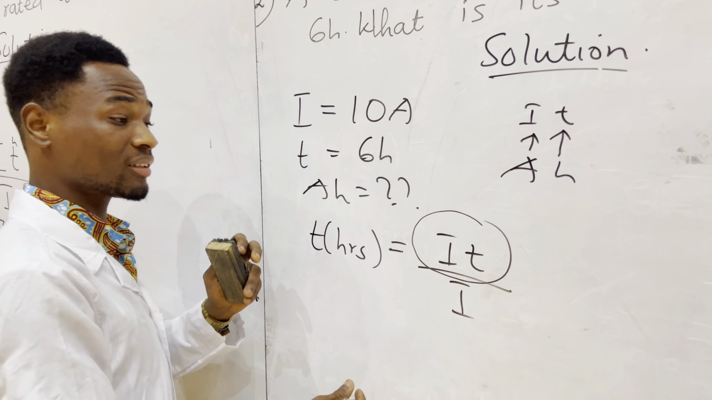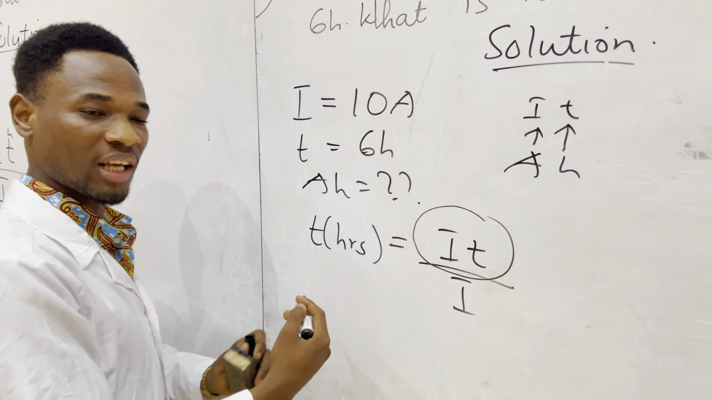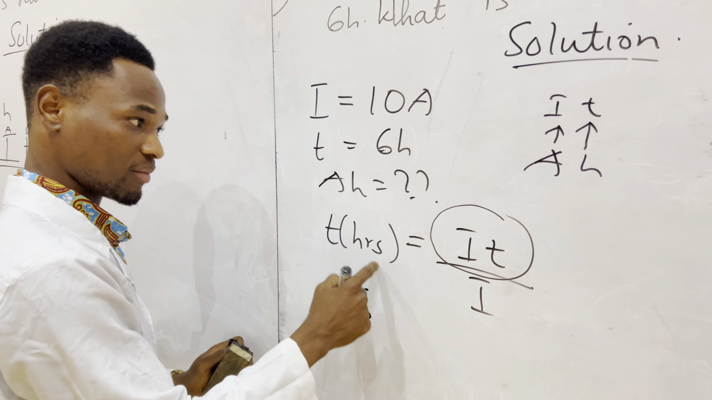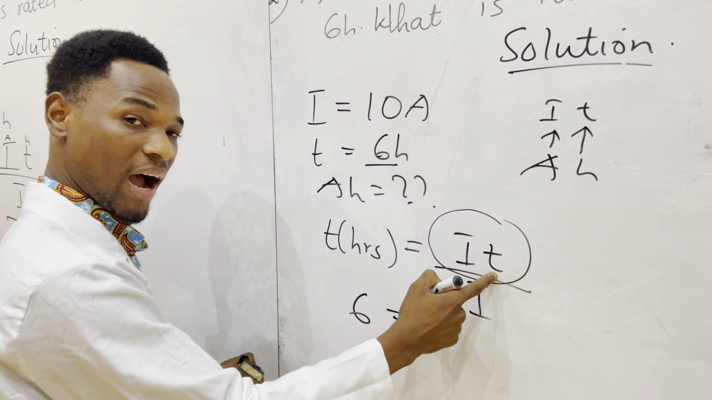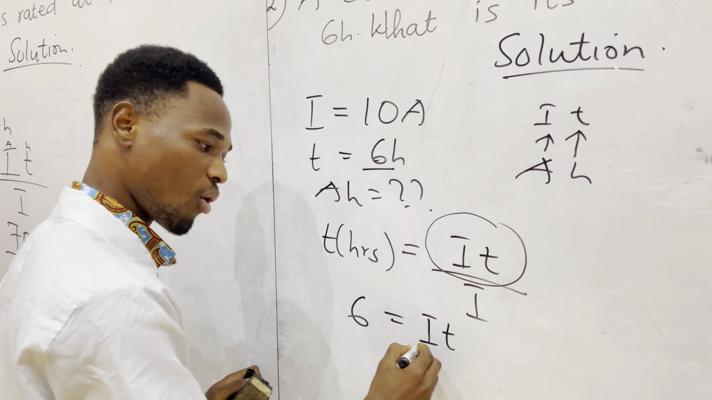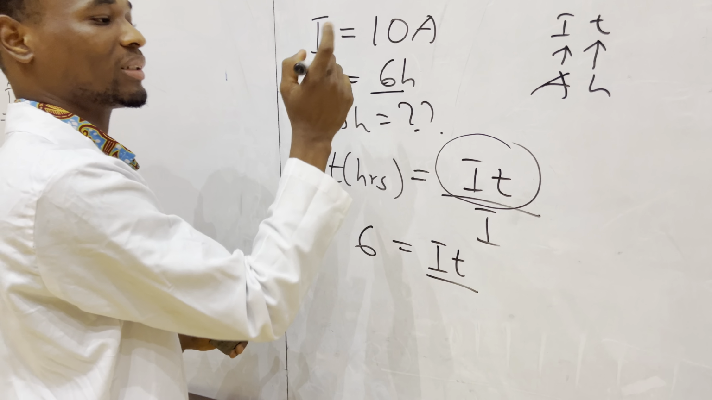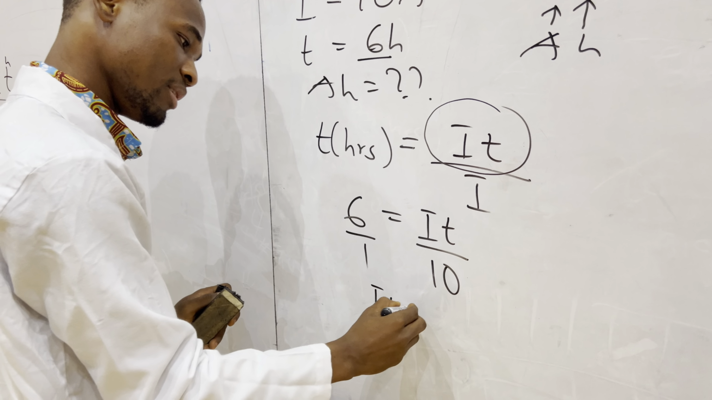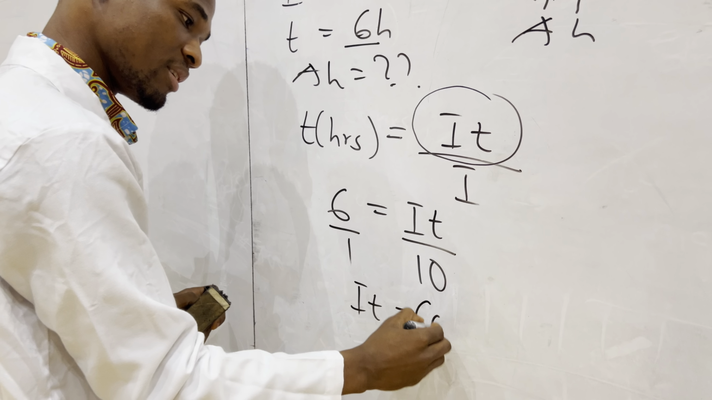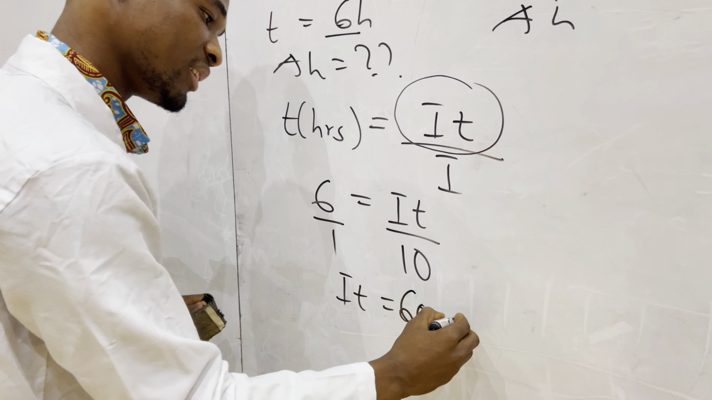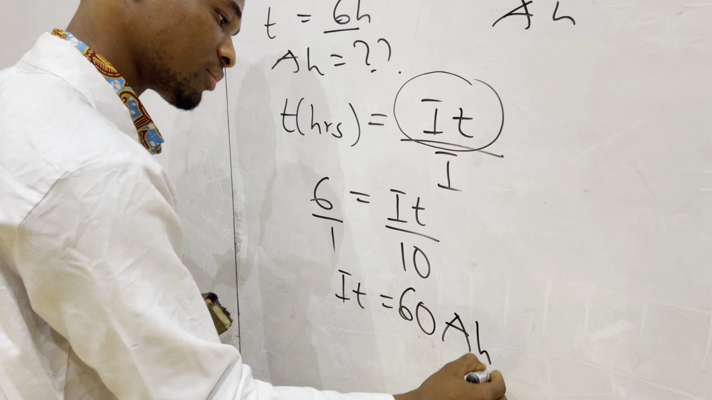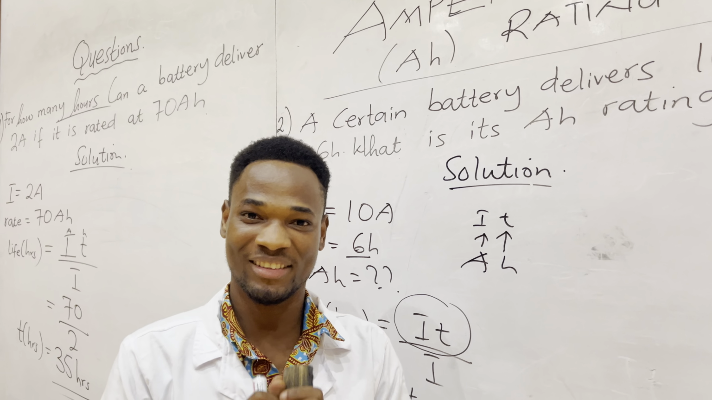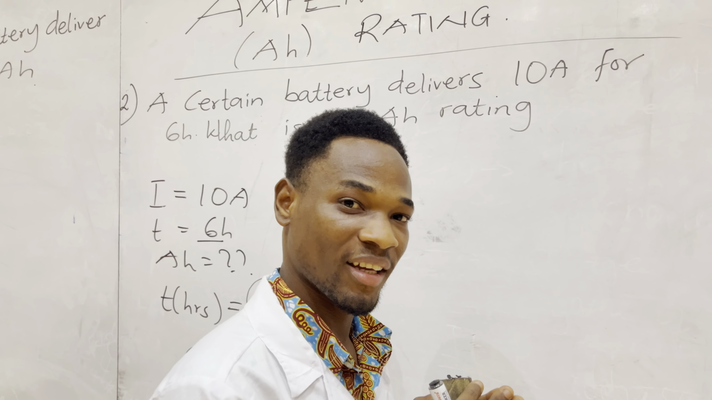By substitution and change of subject, I can say 6 hours, the question, equals my IT, which I'm looking for, all over my I, which is my current, which is 10. So you cross multiply, I'll have IT equal to 6 by 10, which gives me 60. So we have 60 ampere hour. Viewers, as simple as that. Let's visit the next question.